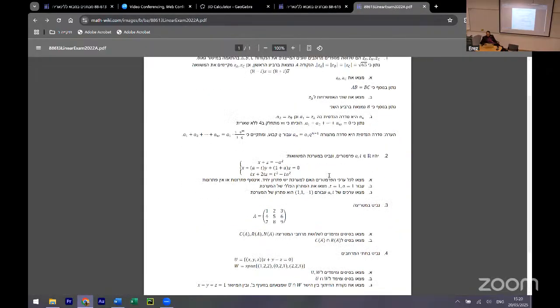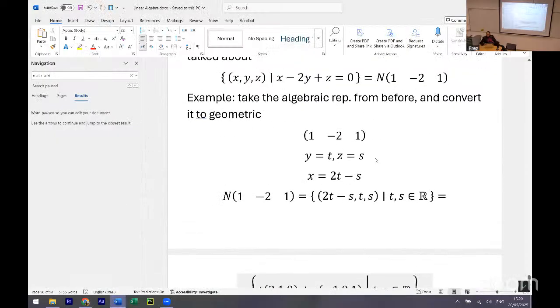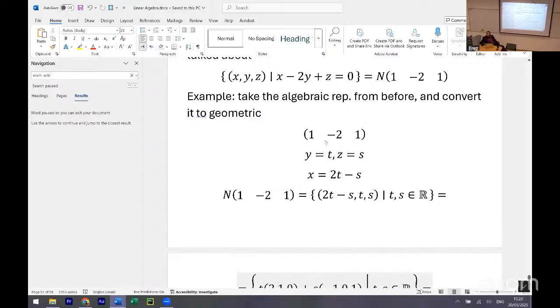So question number 2 here, you see, here are parameters. This is the linear system of equations. Find, for every value of the parameter, whether the system has a unique solution, an infinite number of solutions, or no solutions, and some kind of questions. Okay, so solve these kind of questions. We really did not do it for a long time, but you do need to know how to do it.